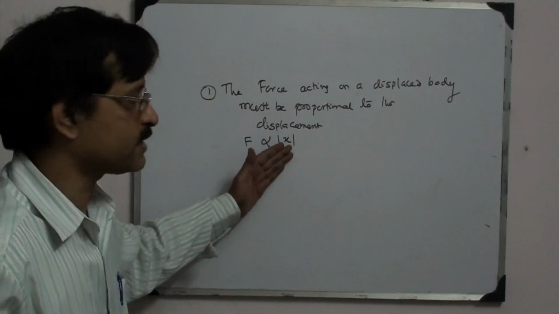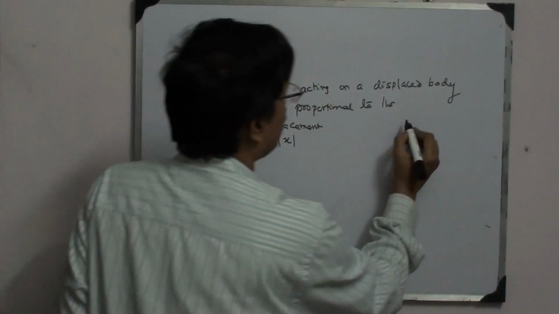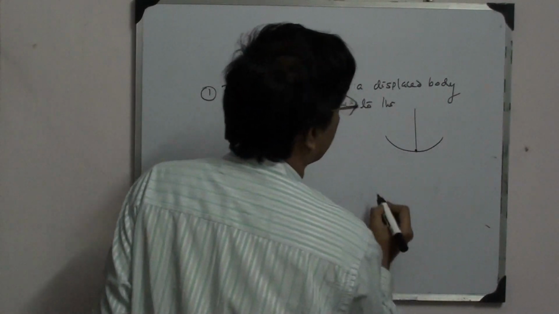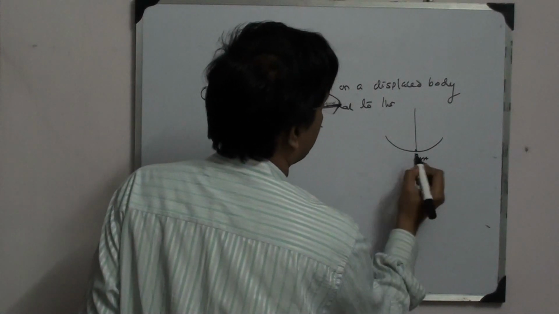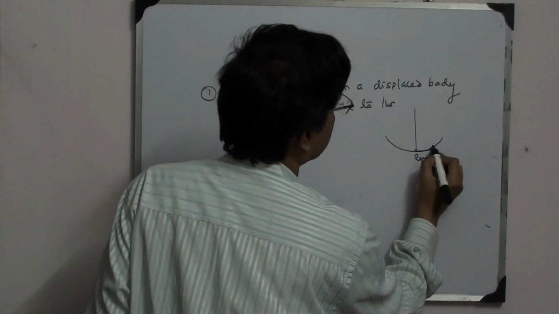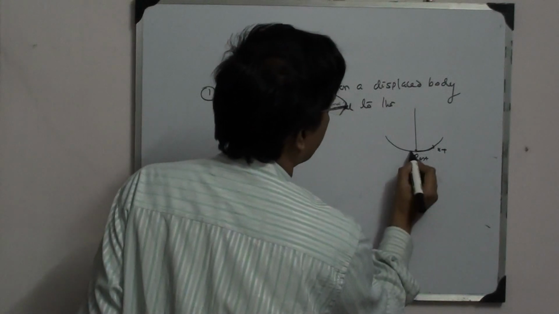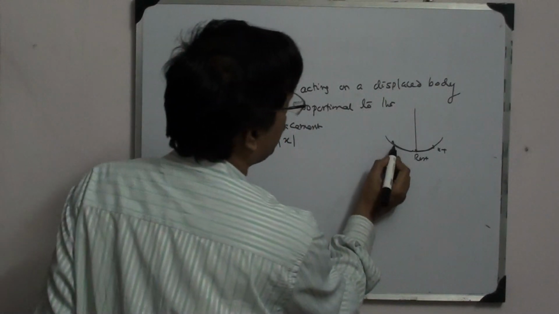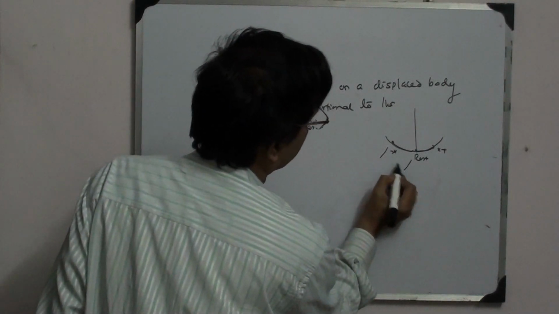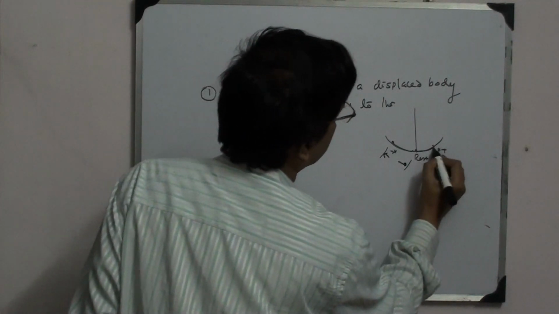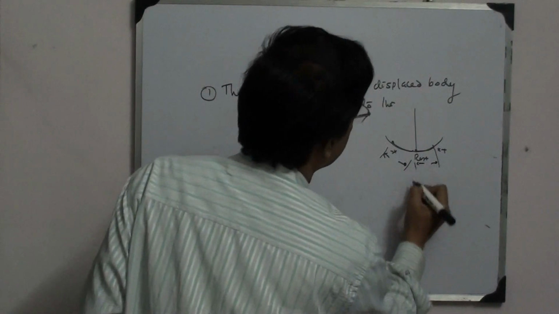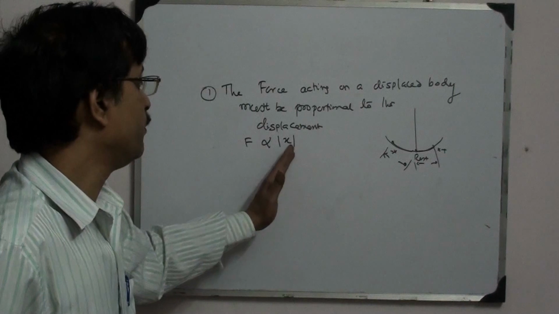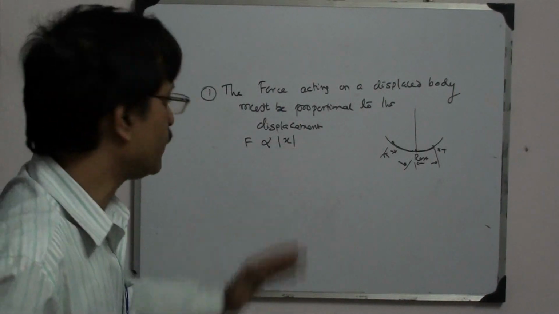Why do I say modulus of x? Because if we take this as the rest position, and we disturb it to this side, we can call it positive x. If we disturb it to this side, we can call it negative x. The force must be proportional to the extent of displacement. This is the extent of displacement, and in this case, this is the extent of displacement. Since the displacement can be either in the positive or negative direction, we choose to make it neutral. F must be proportional to modulus of x.